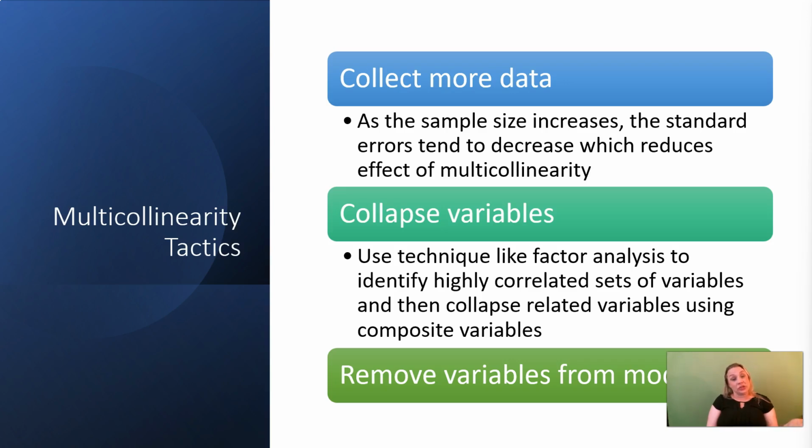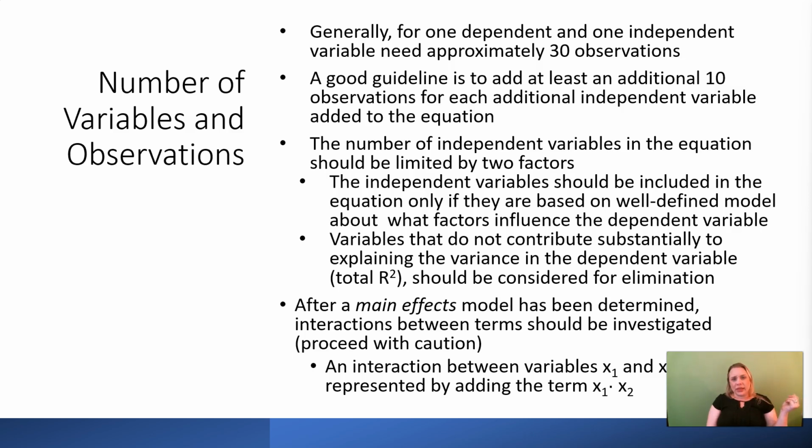So some things that you can do if you have multicollinearity in your data is you can always collect more data. You can collapse variables by combining them together, or eliminating variables from the model completely. When you're looking at the number of variables and observations that you want, generally if you have one dependent variable and one independent variable, you want to have a minimum of 30 observations. And then in general, when you add more predictor variables or independent variables, you want to add an additional 10 observations for each additional independent variable that you add.